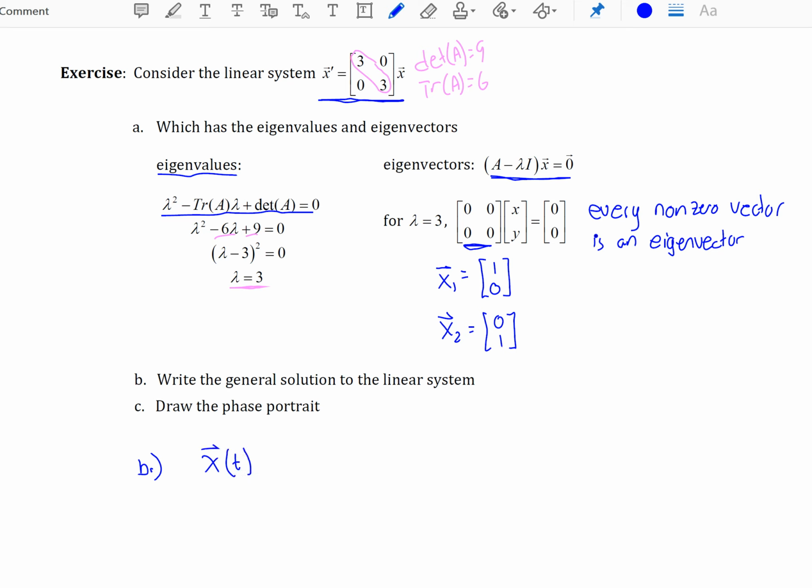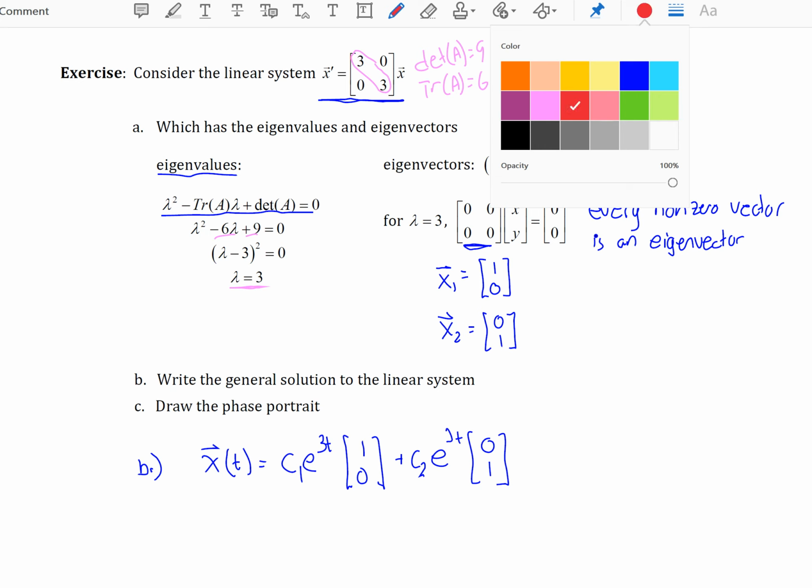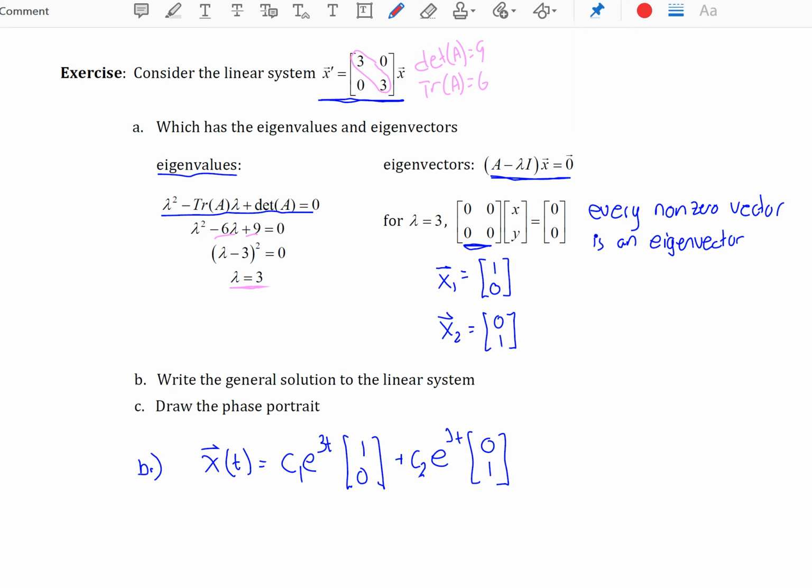Here our general solution will look like x of t equals c1 e to the 3t times its eigenvector, plus c2 e to the 3t times its eigenvector. Notice that when I write these, we did not include that extra factor of t like we had done in previous problems. It's because these two solutions are not multiples of each other. These are linearly independent solutions. And this now gives us our general solution.